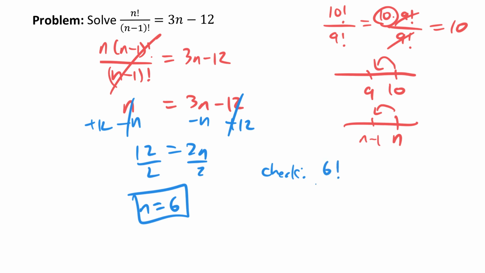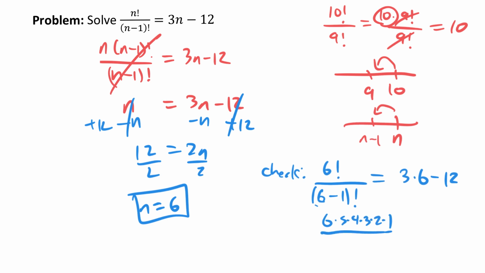All right, so we could go ahead and check it. We would get 6 factorial over 6 minus 1 factorial equals 3 times 6 minus 12. Well, 6 factorial, we can just write 6 times 5 times 4 times 3 times 2 times 1. 6 minus 1 is 5, so that would be 5 factorial, 5, 4, 3, 2, 1. Those all cancel. And we just get 6. On the other side, we would get 3 times 6, which is 18. And 18 minus 12 is 6. So yes, it checks out.